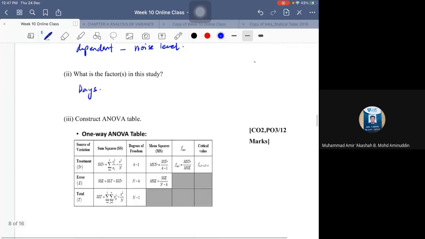And then the next question says to construct the ANOVA table. This table is basically not there. I put it there so that we can easily refer to the formula. But in real life, if we were to ask you this question, the table is not there. So just stop until here: construct ANOVA table, and that's it.